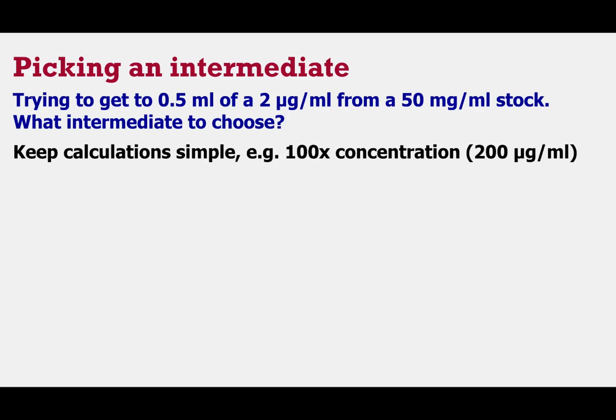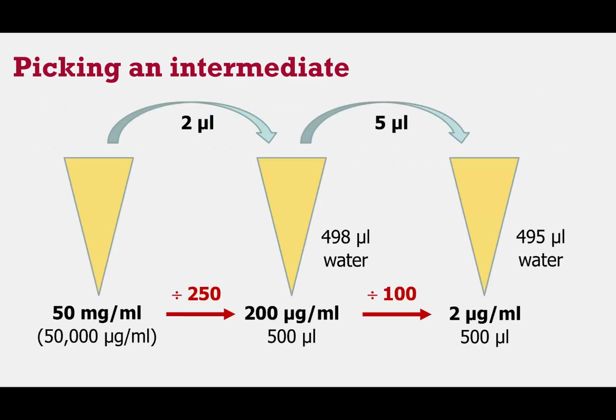So I'm going to work back from my final intended concentration of 2 micrograms per mil to have an intermediate that's 100 times that concentration. So 200 micrograms per mil. Okay, so here then is our solution. How are we going to get from our starting concentration of 50 mg per mil to 2 micrograms per mil with just one hop along the way?